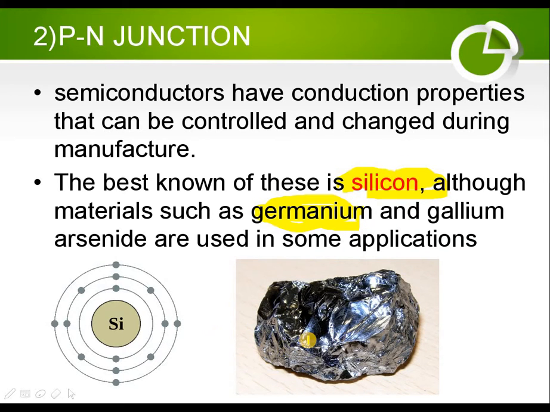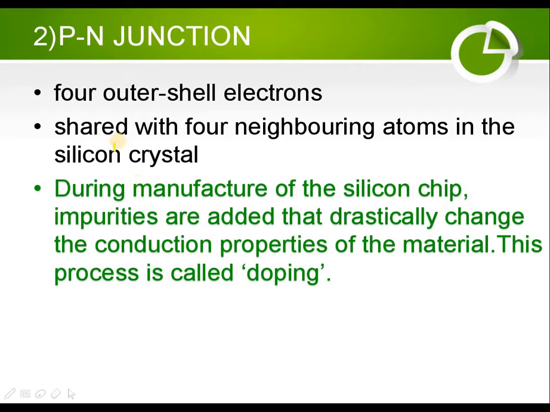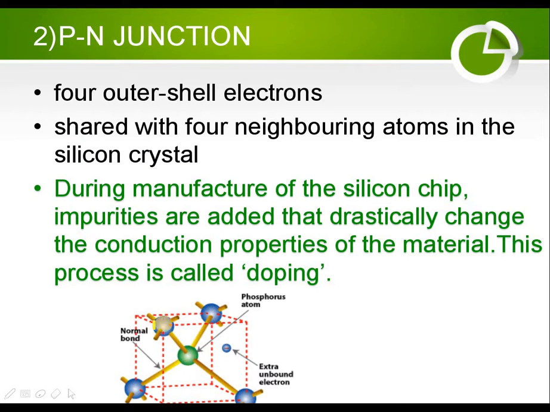This is the crystalline form, with the 4 outer electrons, as I already explained, shared with 4 neighboring atoms in the silicon crystal. You can see the 4 neighboring electrons.